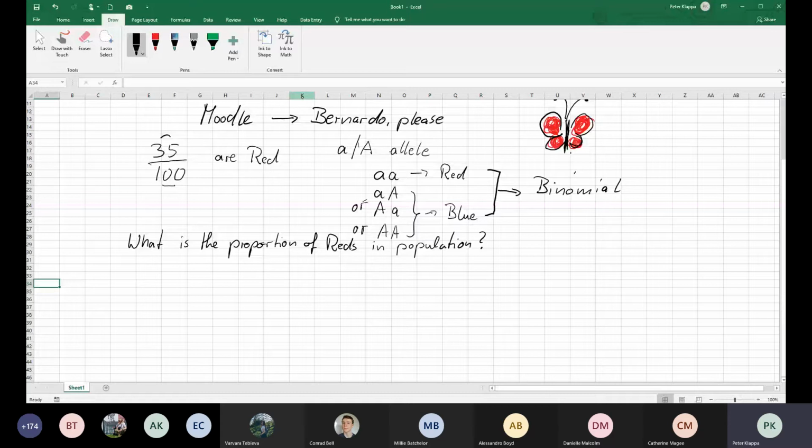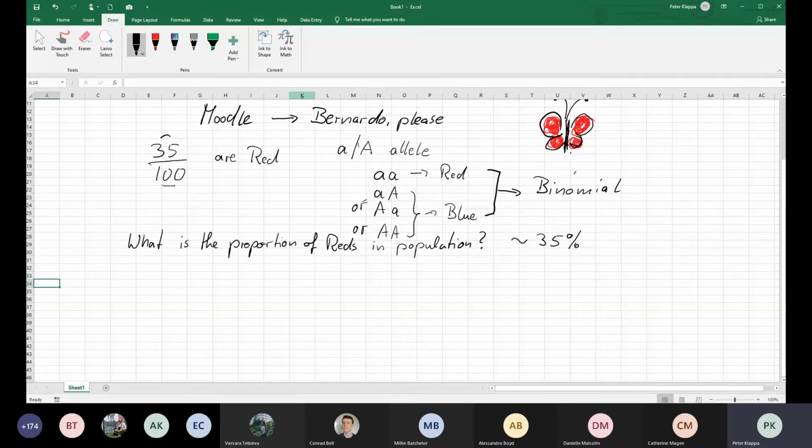And we could say, okay, we assume that the proportion of red butterflies in the population must be around, let's say, 35% or something like that.